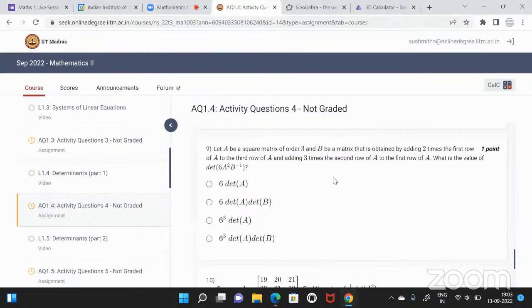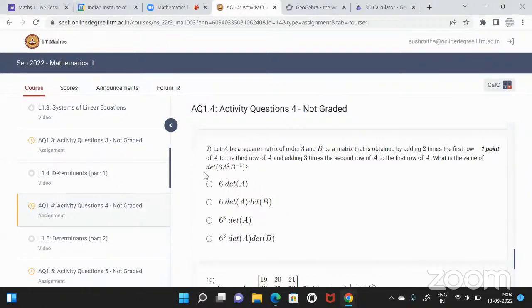So yeah, what is the doubt in this question? In this question, how to find B inverse, ma'am? The question is 6A square B inverse. Let A be a square matrix of order 3 and B be a matrix that is obtained by adding 2 times the first row of A to the third row of A and adding 3 times the second row of A. A is some matrix, what matrix is not given. What is the value of this?